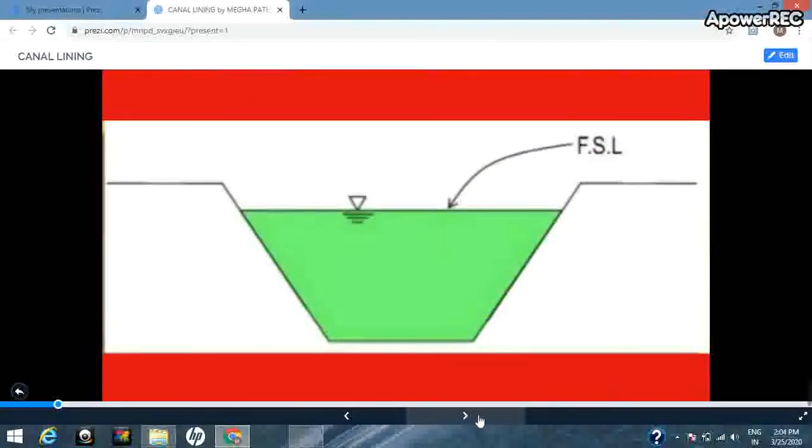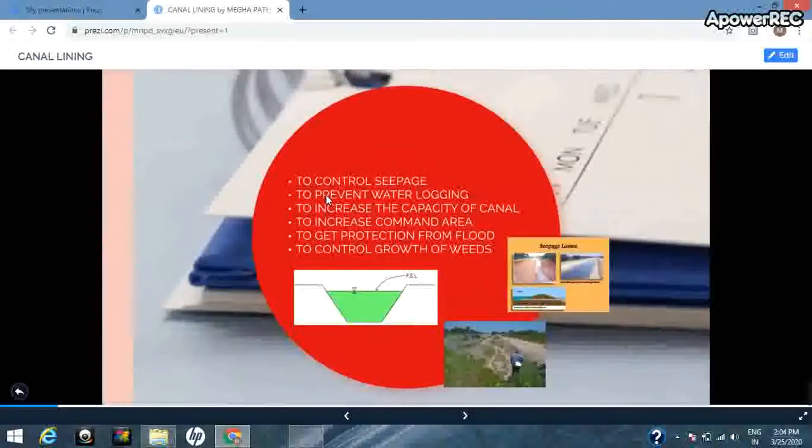We know that discharge is equal to area into velocity. If the velocity is low, then to get a certain amount of discharge, where discharge is the volume flowing through a canal per second, we need to increase the area of cross section. That is not economical, therefore we provide lining of the canal.